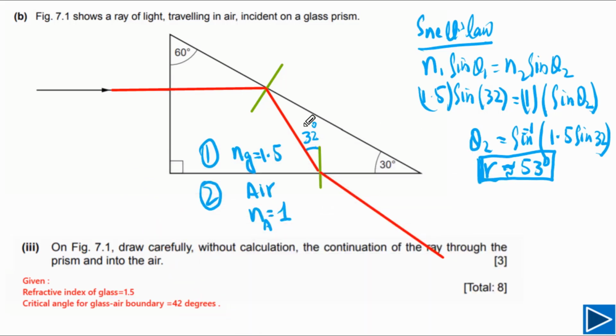Simply we can add small arrows. Let me use a different color. Let me use the blue one. We can use small arrows to show direction of travel. So these arrows are also very important. So we can simply draw these arrows here.